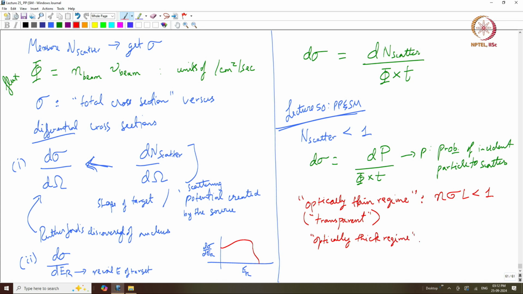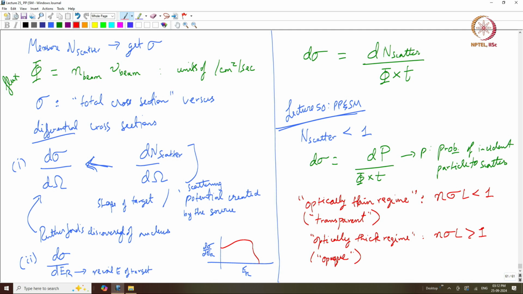Optically thick regime, where when the bullet goes in, I am sure that it will hit at least one balloon. Okay, so if the cross section is large enough, definitely it's going to hit at least one balloon, right? So in other words, the detector is opaque to the beam, correct?